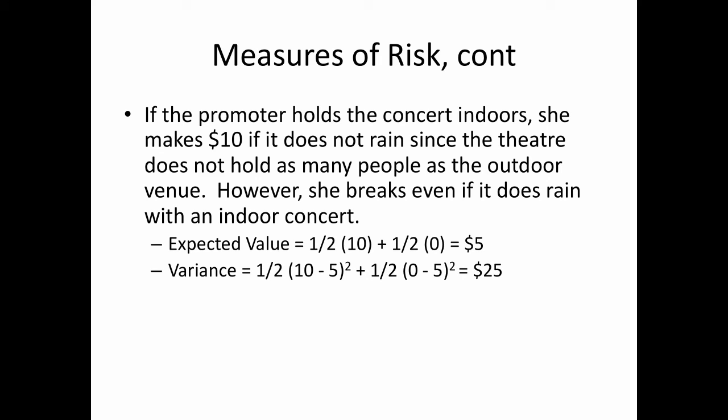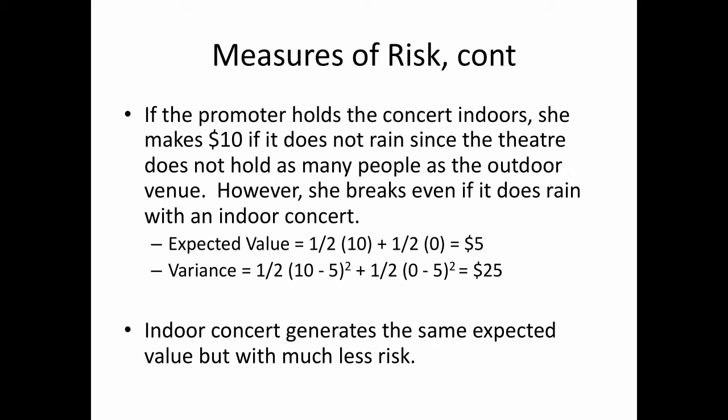We can also calculate the variance by applying the variance equation. And that's all I've done in this line. I'm not going to work through the math, but I will note that the variance is lower with this particular option, that is the option to hold the concert indoors, and we see that it's only 25. So in this case, the indoor concert generates the same expected value, but it has much, much less risk.